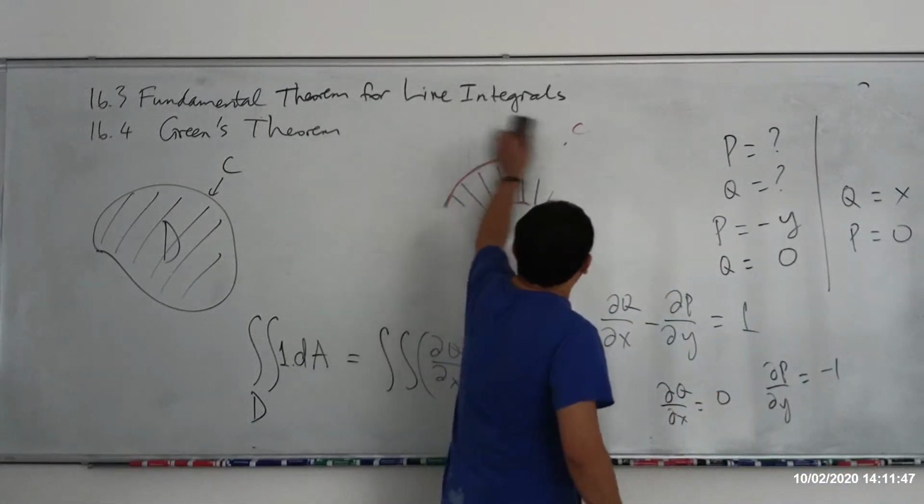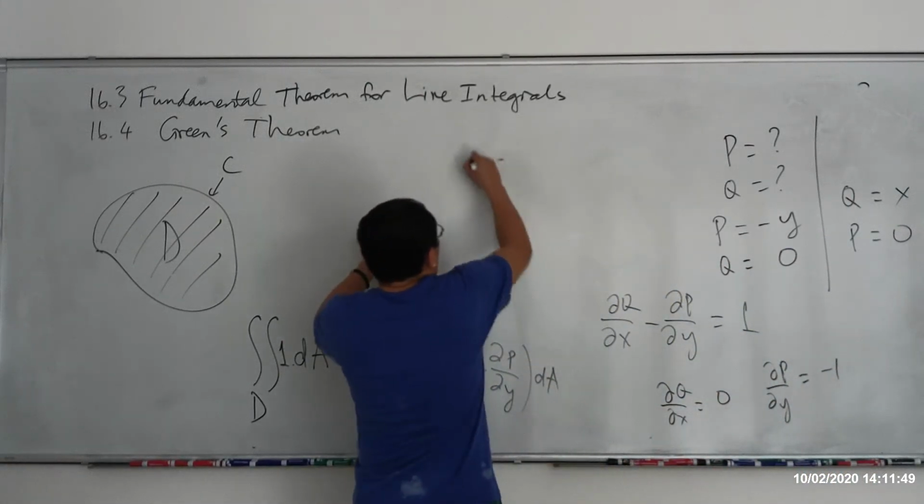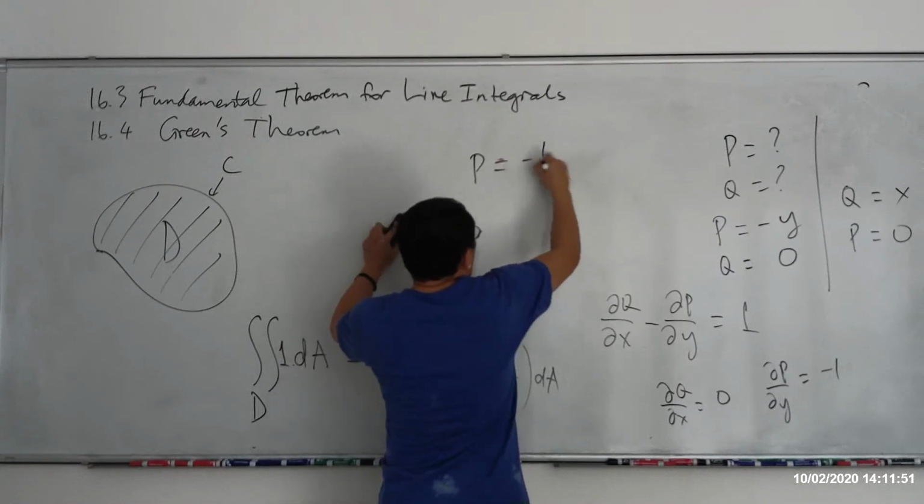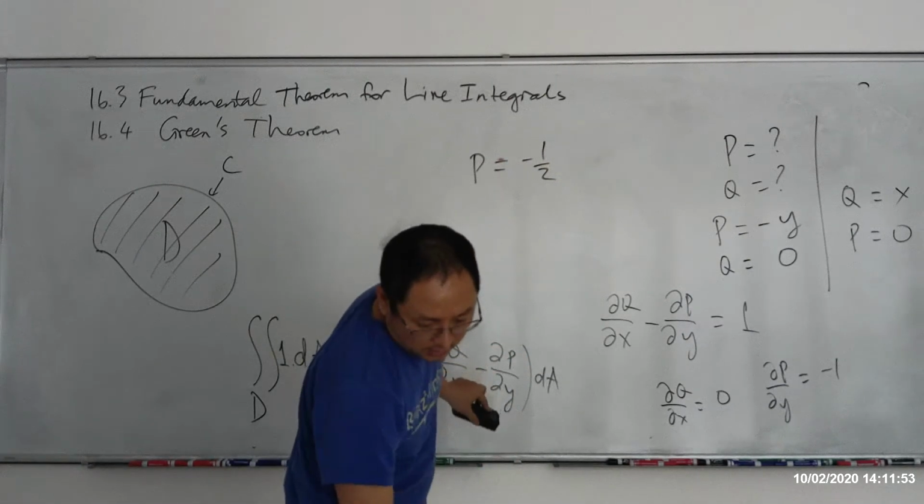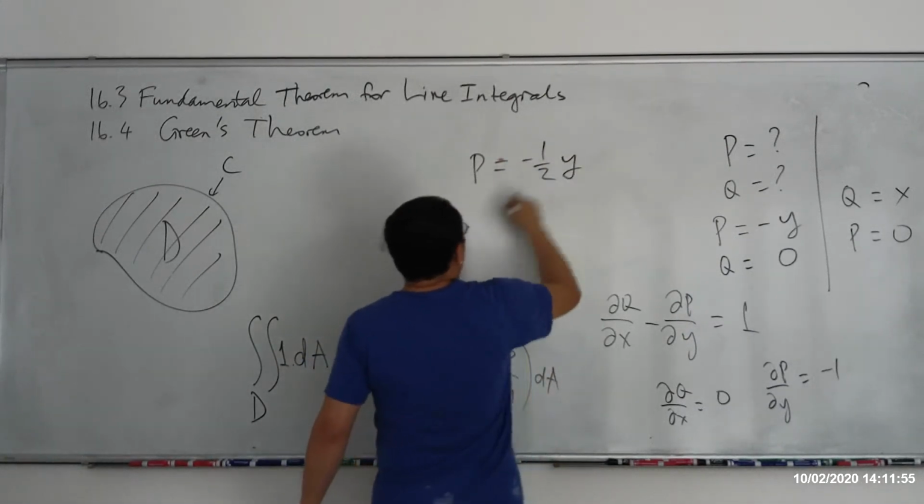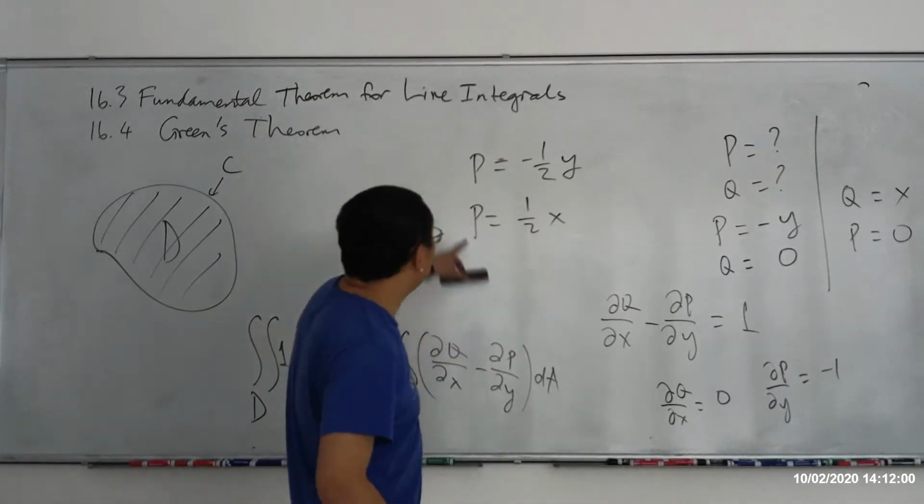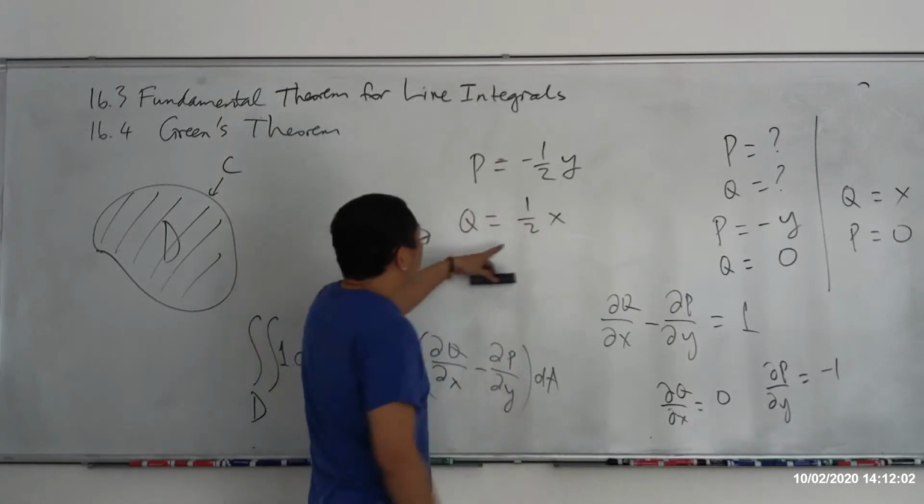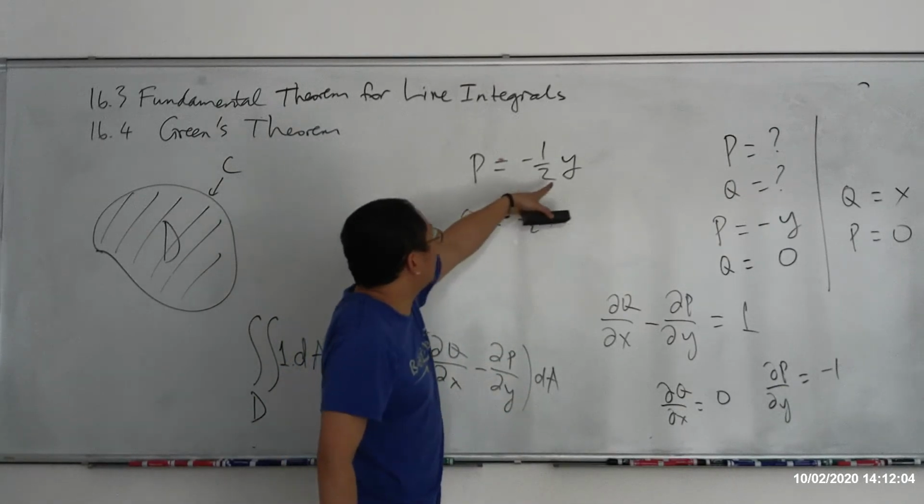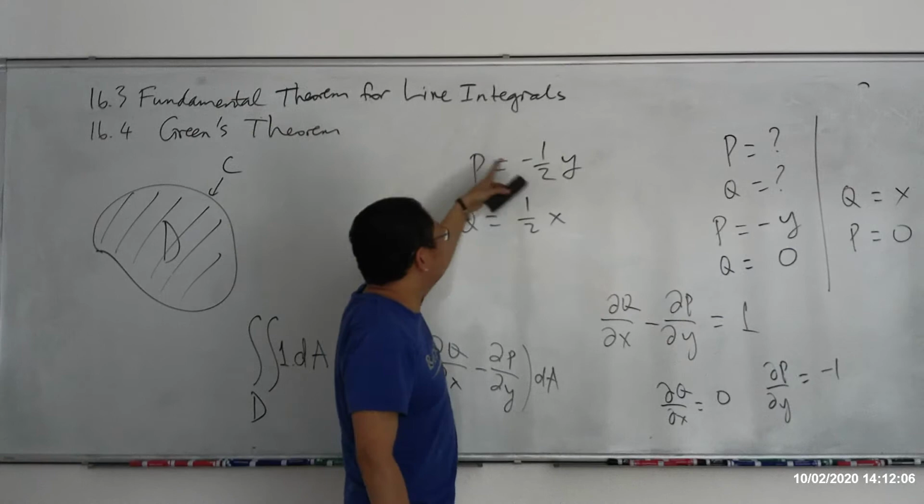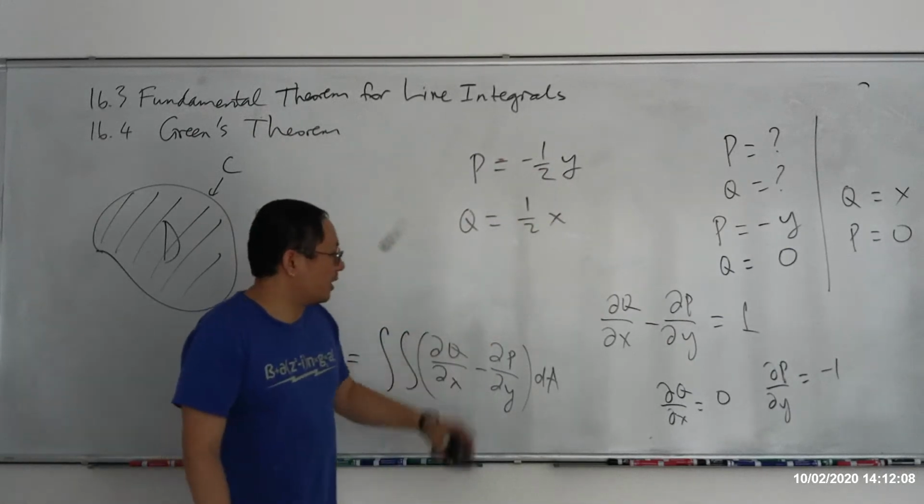The book shows you another way. Say P is equal to negative 1/2 of y, and Q is 1/2 of x. So dQ over dx is 1/2, dP over dy is going to be negative 1/2, so with the negative, minus dP is going to be positive 1/2. 1/2 plus 1/2 is 1.